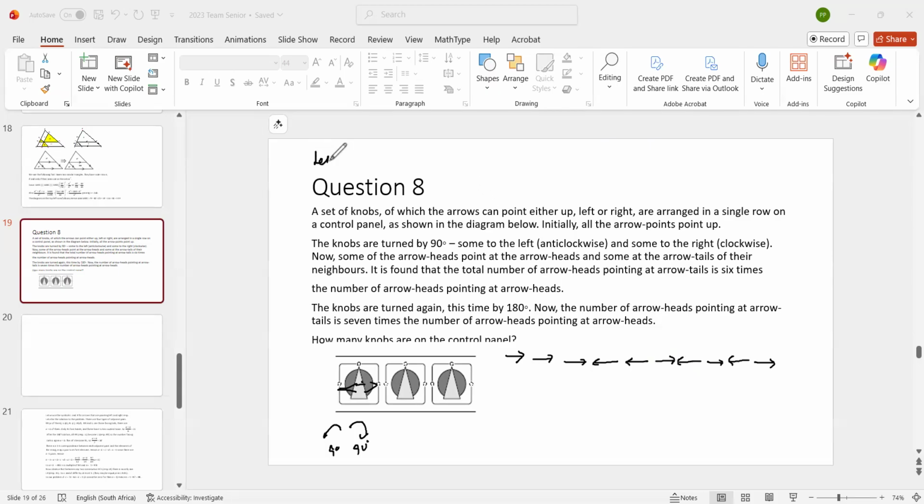So I'm going to say that n is equal to the number of knobs on the control panel. Okay, so here you have 1, 2, 3, 4, 5, 6, 7, 8, 9, 10. So n is 10, because each of these 10 knobs has been turned in one particular direction.